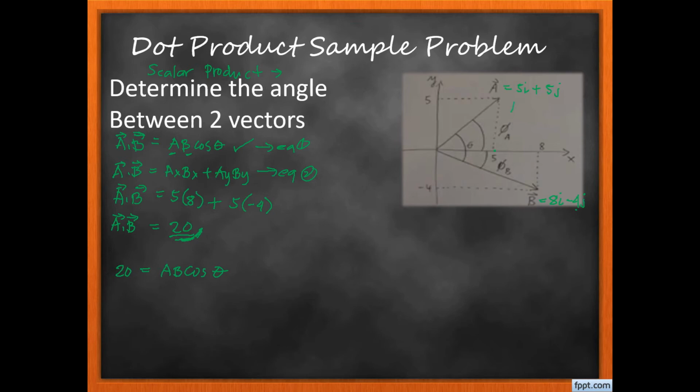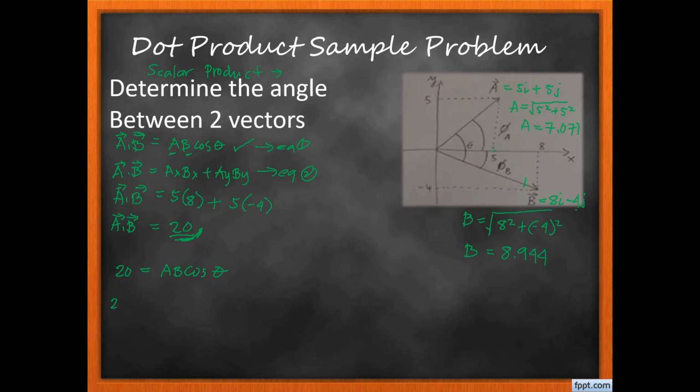Tingnan natin, yung scalar value ng ating vector A is equals to square root lang yan ng 5 squared plus 5 squared. So meron tayong 7.071, while yung ating scalar value ng ating vector B is equal sa 8 squared plus negative 4 squared. So yung scalar value niyan is equals to square root of 8 squared plus 4 squared. So meron tayong 8.944.